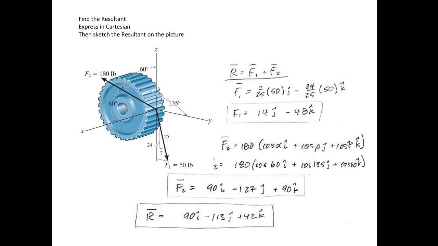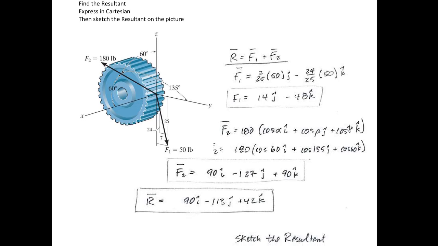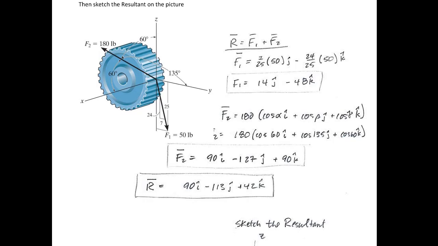And after you get done with that work, here is the solution. The resultant is going to be equal to F1 plus F2. F1, you'll have a 7/25 component in the positive J, 24/25 times 50 in the negative K. F2 would be cosine alpha, which would be cosine 60 in the I direction, cosine 135 in the J direction, cosine 60 in the K direction, and then you just add them together.